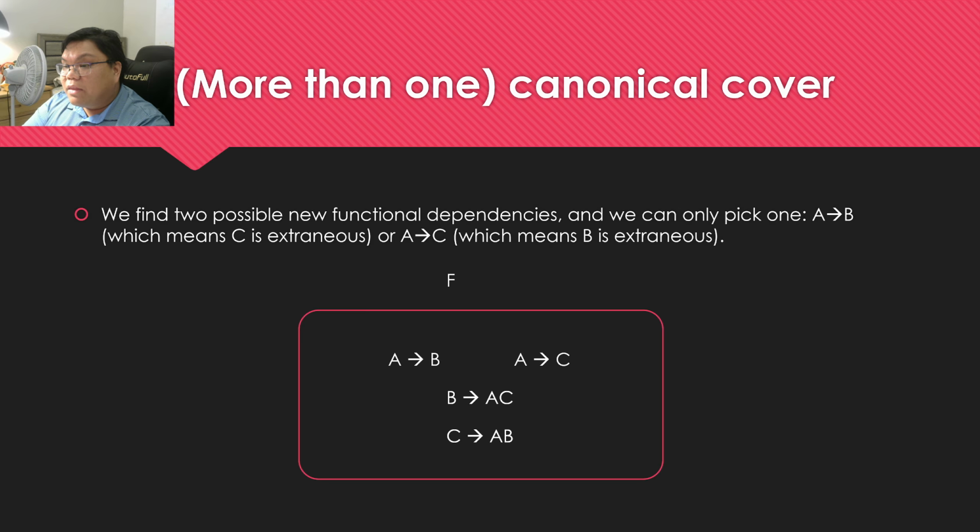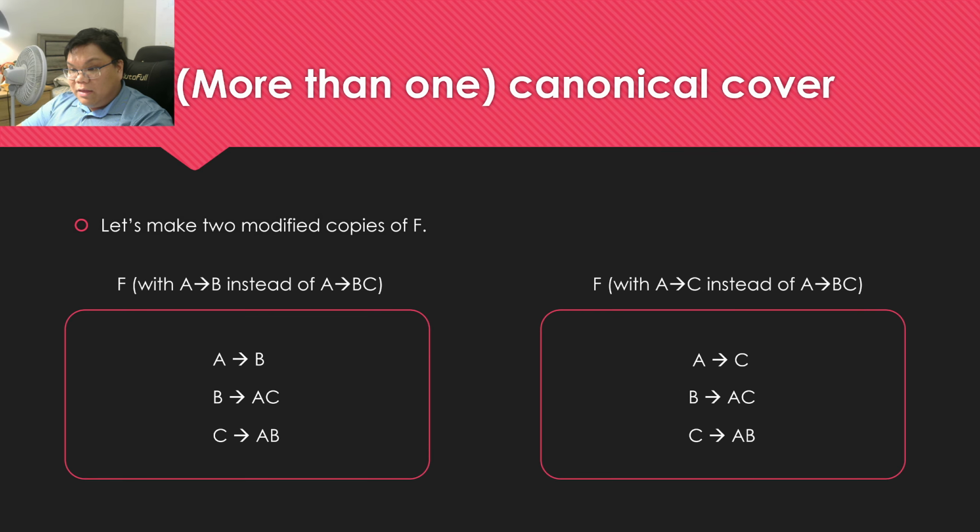What we can do is split it into two rules, A determines B and A determines C, which is technically A determines BC, but with one of the attributes removed. So really we have two options we can go. We can either choose A determines B, which means that C was extraneous, or we can choose A determines C, which means B was extraneous.